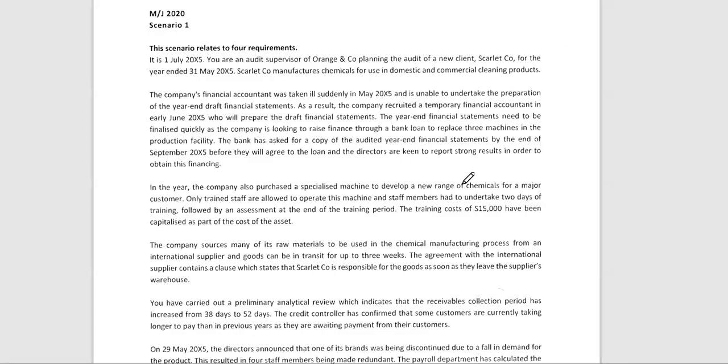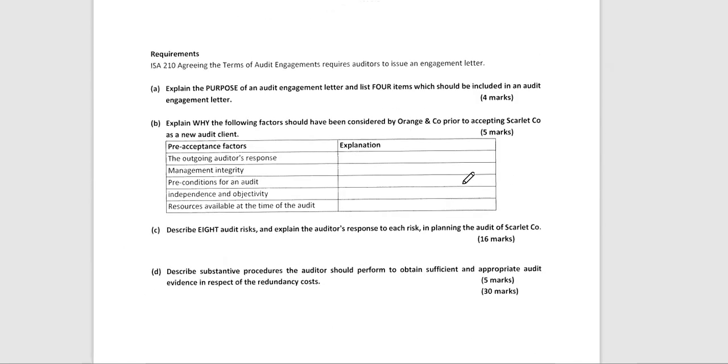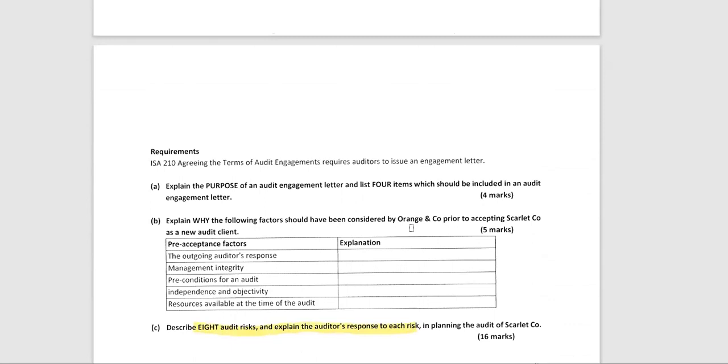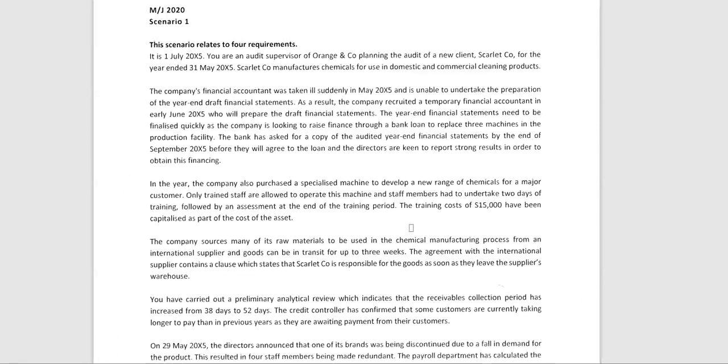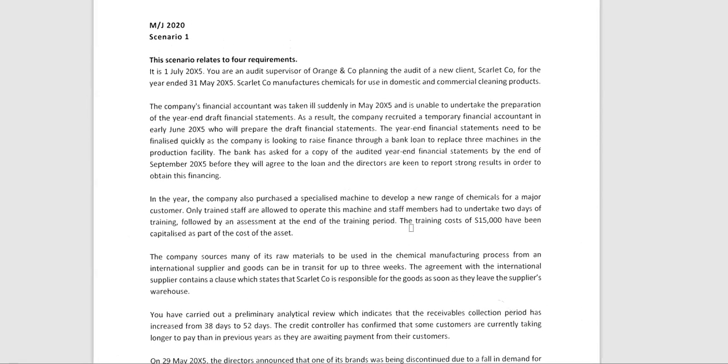Hi guys, we are going to do another practice question from March-June 2020 attempt. Let's see its requirement first of all. The requirement is to identify, describe 8 audit risks and explain the auditor's response to each risk. As I said previously, we are just identifying risk. Here we are just doing a risk identification activity and not the auditor's response activity for now. So let's start identifying the audit risk one by one.